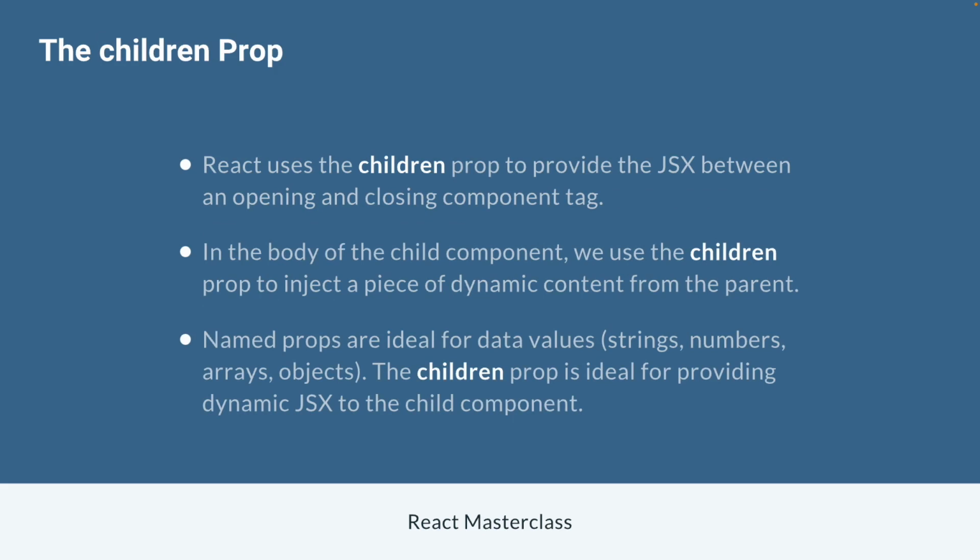Then we also learned about the special children prop. So we know that whenever we use a component and we render both an opening component tag and a closing component tag, the JSX that we write in the middle between the tags becomes the children prop that that component receives. And then in the body of that child component, we can destructure or take in that children prop just like any other prop, but we can render a dynamic injected piece of content somewhere in that child component.